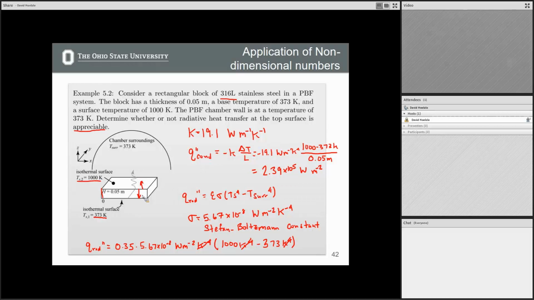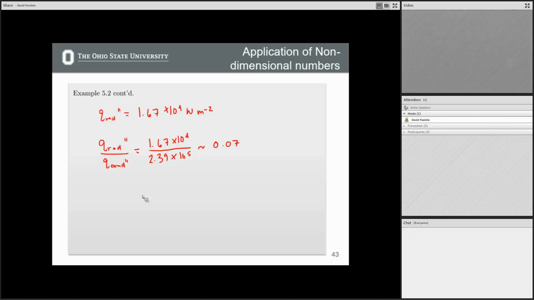So we said before that the convection was less than 1%. We said that's not appreciable. 7% is getting to be somewhat appreciable in terms of something we may want to consider. So I would say this is the worst case scenario, but we say about 7% heat transfer through radiation. Okay, this is somewhat appreciable.